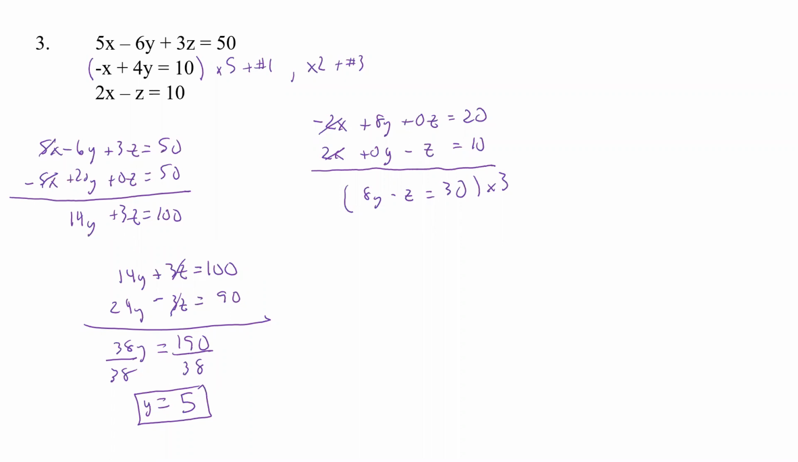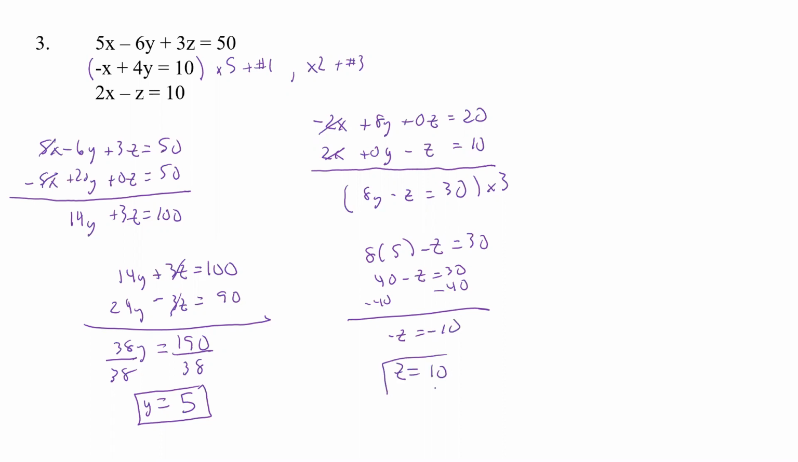Now I can plug in and start getting my other values. And so if y is 5, then I have 8 times 5 minus z equals 30. And so that's going to be 40 minus z equals 30. So subtract 40. And negative z equals negative 10, or z equals 10 if you divide by that negative 1.